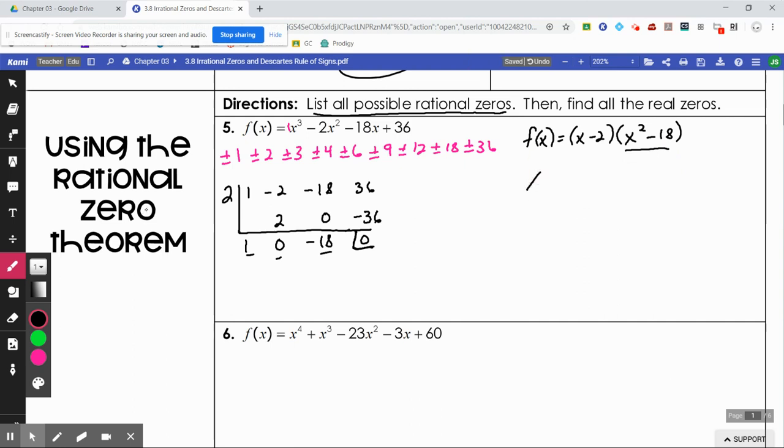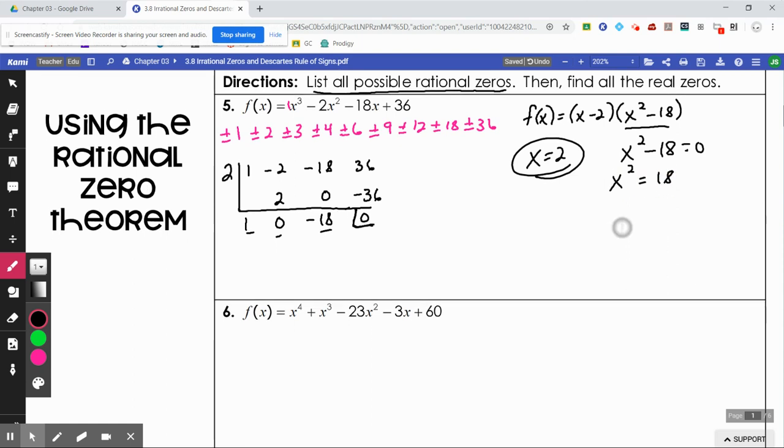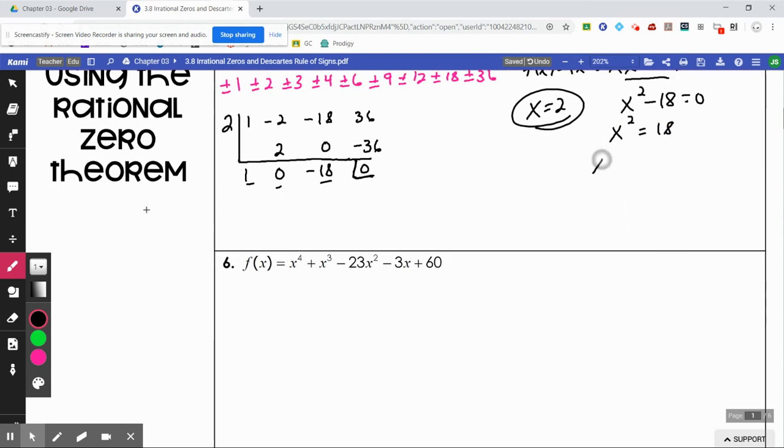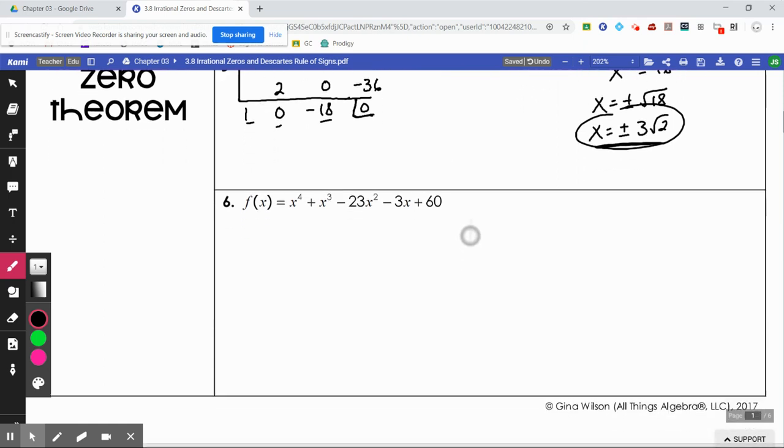Set each of these equal to 0, and you'll get x equals 2. However, x squared minus 18 equals 0. When you go to solve that, you will find your other 2 irrational roots. X will be plus and minus the square root of 18, which is x equals plus and minus, always simplify it, the square root of 9 times the square root of 2. So there are your 2 irrationals, and then you have 1 rational.